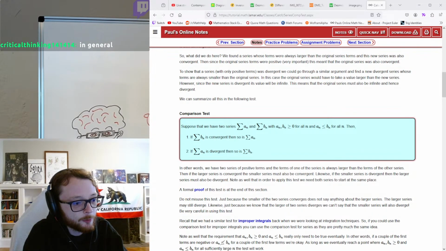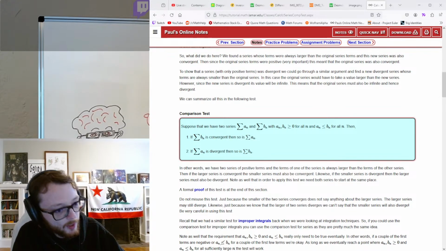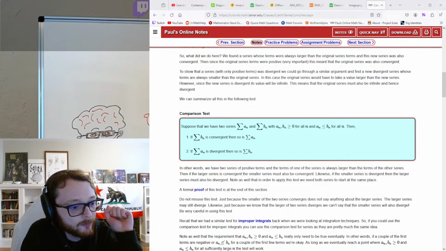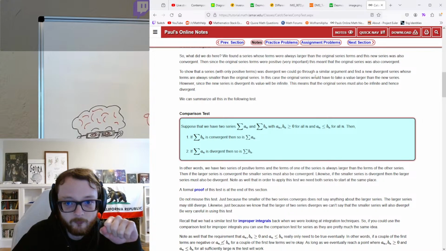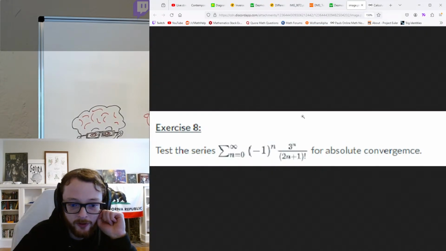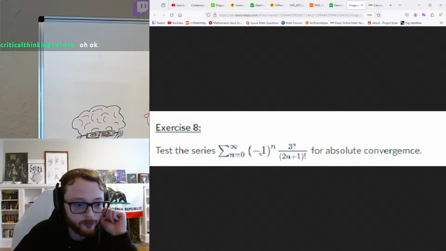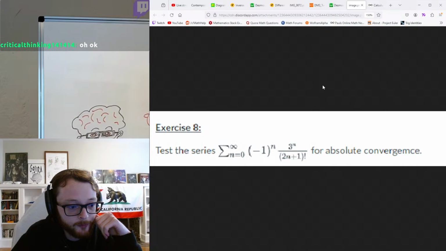So if cosine or sine are involved in the series, comparison test is basically always your best bet. The negative one to the n part, I would say not necessarily in general. They're saying specifically here absolute convergence. So the negative one to the n gets chopped off anyway, and we have to pretend like it's not alternating. Even if it was alternating, it's kind of tricky, and it's actually easier to chop it off anyway and prove absolute convergence.